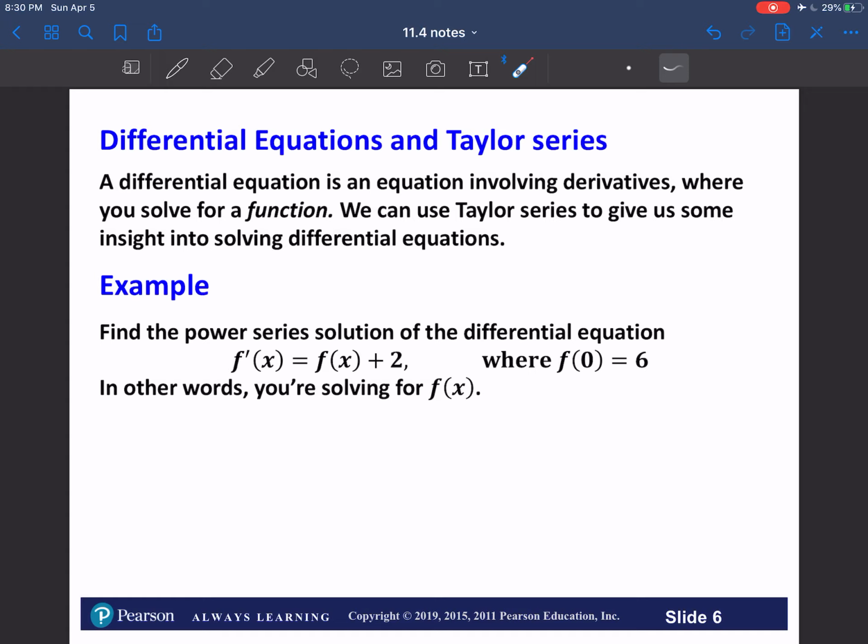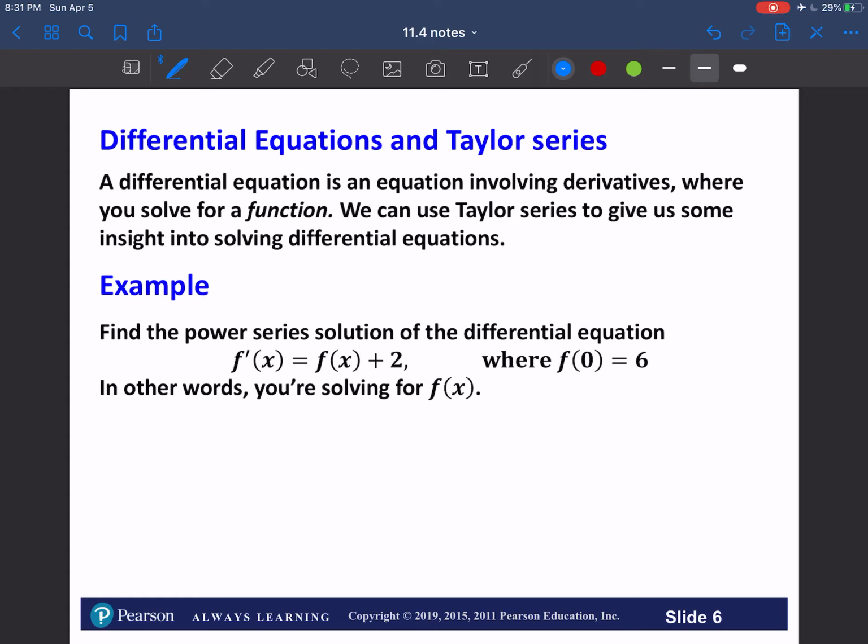So, for example, we are asked to find the power series solution of the differential equation f prime of x equals f of x plus 2, where we're given the initial condition that f of 0 is equal to 6. The thing that we are solving for is not a number. We're not solving for x or anything like that. We're solving for a function. We're trying to figure out what f of x is equal to, as some sort of function. We could claim that f of x is like cosine of x, or x squared plus 5, or natural log of x, or something like that. And we're trying to figure out specifically what that function is.